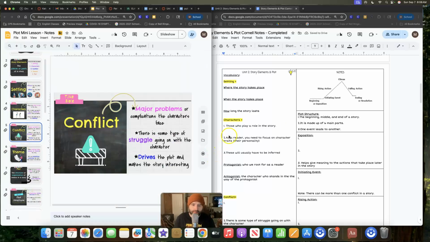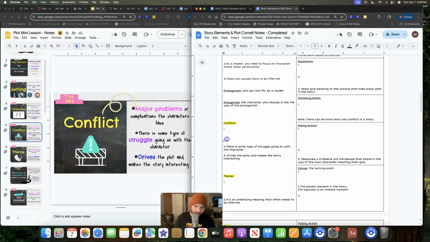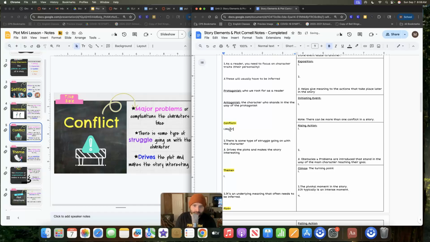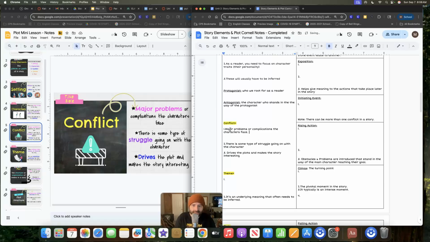Now, conflict, again, something that we'll talk a little bit more about later. We'll go into all the main types of conflict, but the main thing with conflict is they are the major problems or complications the characters face. You just might see the word complications. Things get complicated, right? You guys know about that with relationships and friendships and things like that. So anytime you have conflict in a story, it's a problem. It's a complication. Is it solved? Is it resolved? That's what we are trying to find. So there's always some type of struggle going on with the characters, and it drives the plot. Without conflict, there is no plot.